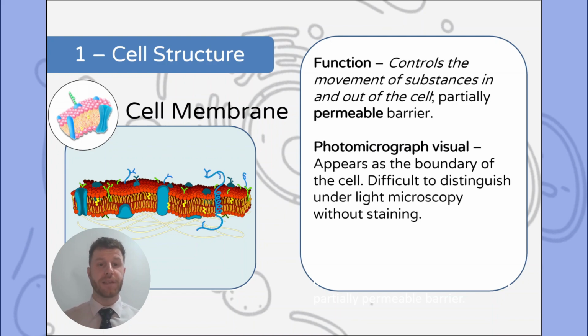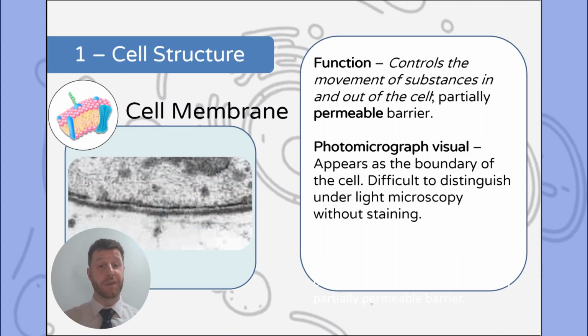The cell membrane's function is to control the movement of substances into and out of the cell. We usually call the cell membrane permeable, and in certain circumstances it's semi-permeable, which means things can move in and out. The photomicrograph is usually very easy because it is just that layer around the outside of the cell.